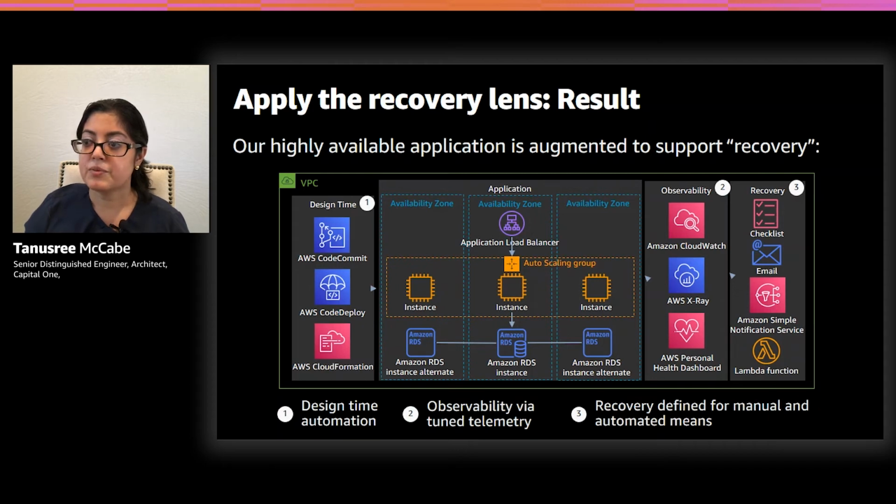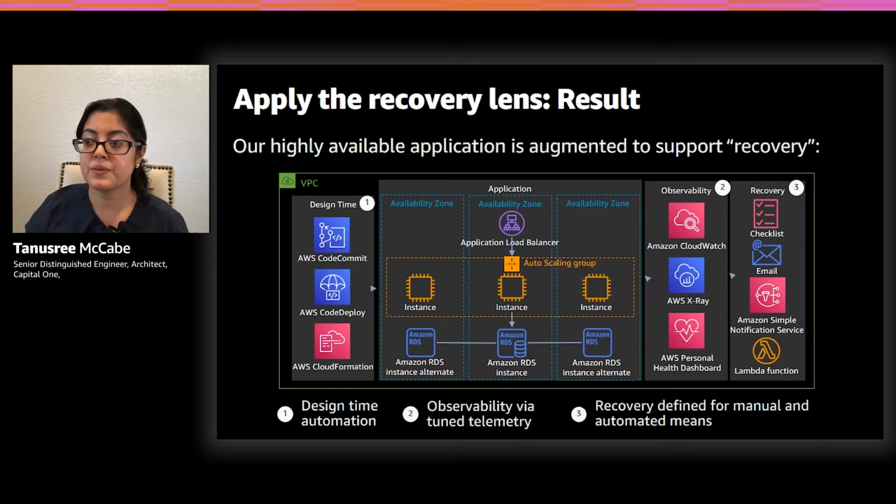Then we have number 3, recovery. Under recovery, we talked a little bit about strategies and procedures. Some might be automated, for example, automated runbooks with SNS and Lambdas. Some might be still manual. At Capital One, we are always striving to improve our mean time to recover. Part of that also includes testing and refining our incident response processes.